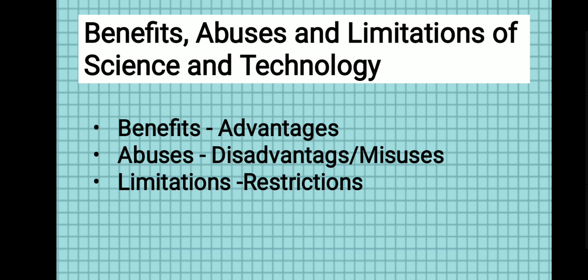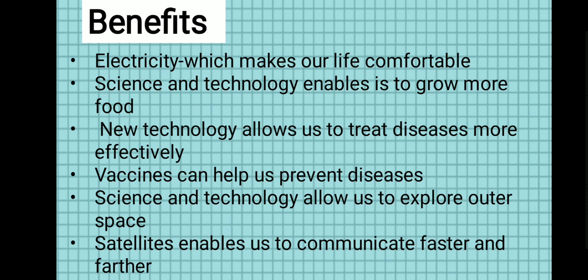Before starting that, you should know that benefit means advantages, abuses means disadvantages, misuses, wrong uses that are dangerous to us, and limitations means restrictions. Restrictions means the things that are out of control, that you cannot solve through science and technology. First, benefits. Electricity makes our life comfortable; that is the blessing, the benefit that you are getting from science and technology.